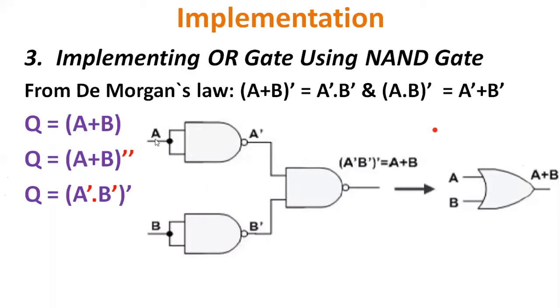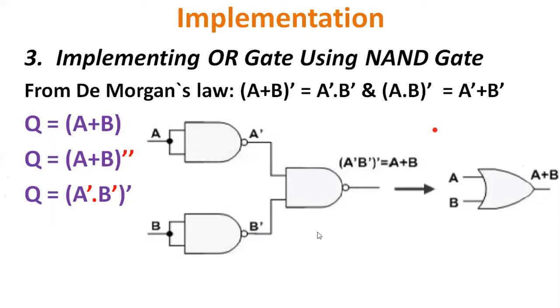So here A is given to the first NAND gate and we are taking the complement of it. B is complemented here at the second NAND gate output, and A bar and B bar are given as input to the third NAND gate. So finally we have this second bar equal to the third NAND gate. So here we can have the A plus B expression using three NAND gates.